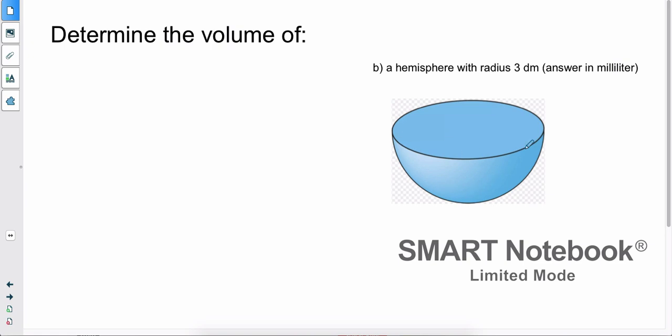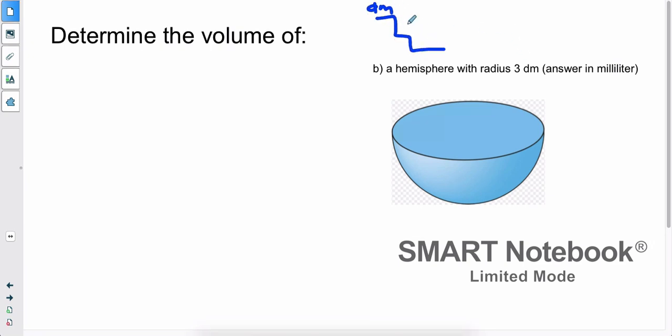So in this case, it's as if it's a bowl or something with radius 3 decimeter, and 3 decimeter is the same as 30 centimeters. So remember the step. Decimeter and then centimeter and millimeter. So 1 decimeter is going down times 10, so 30 centimeter. Why do we need to convert that to centimeter?